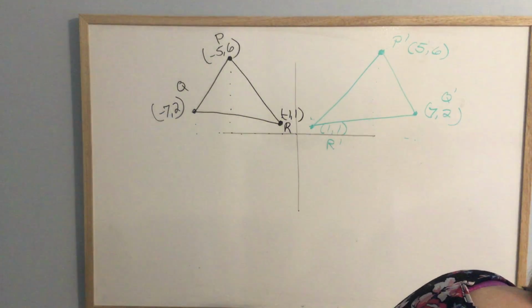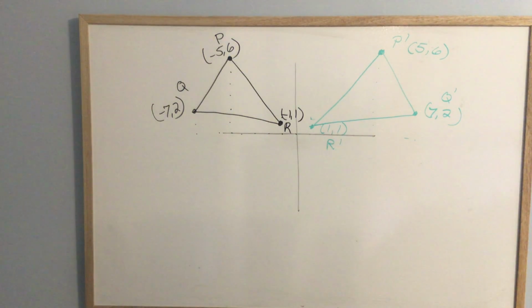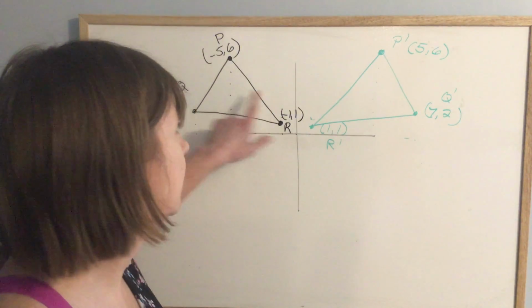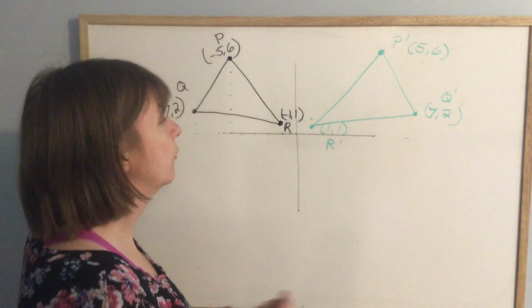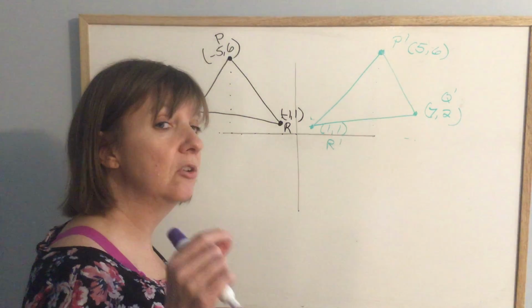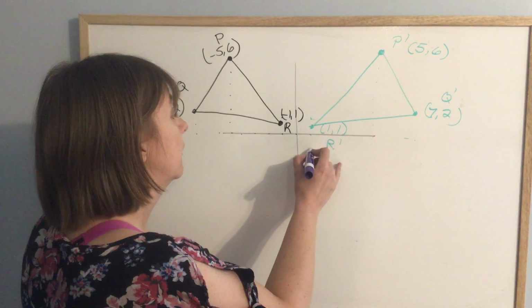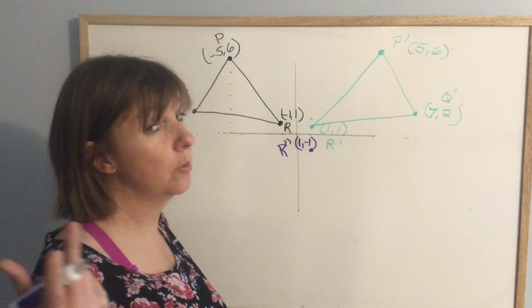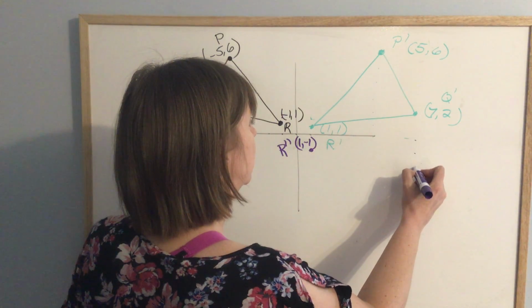The next part though says now they want you to reflect that image in the x-axis. They want you to reflect this image in the x-axis, not this one, this one. They say take P prime, Q prime, R prime, reflect it in the x. So if I'm going to reflect it in the x, that means I'm going to change the sign on my y values. So this point is going to go to 1 and -1, and that's R prime prime because you've moved it twice now. Q is going to be at 7 and -2.